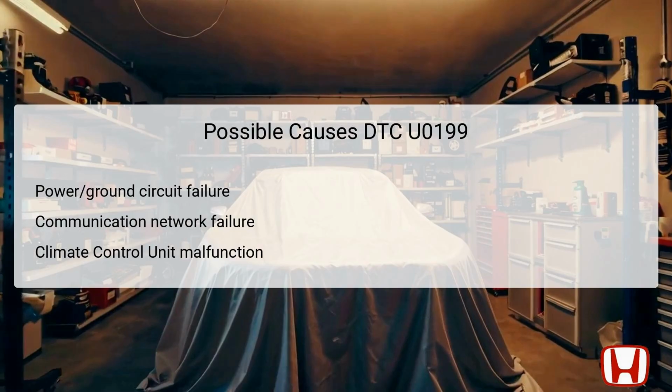Additionally, an overarching communication network failure may arise due to disconnected wires, faulty connectors, or issues within the multiplex wiring system used for data transmission in vehicles. Lastly, a malfunction within the climate control unit itself could also contribute to this DTC, blockading proper communication from taking place. Having a clear understanding of these possible causes is essential when initiating the diagnostic and repair process.